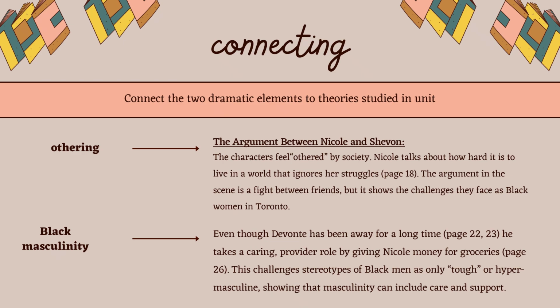The second theory studied in the unit would be Black masculinity, and it has to do with Devante, when he shows care for Nicole by giving her money for groceries. It challenges the stereotypes of Black men as only tough or hyper masculine, showing that masculinity can include care and support.